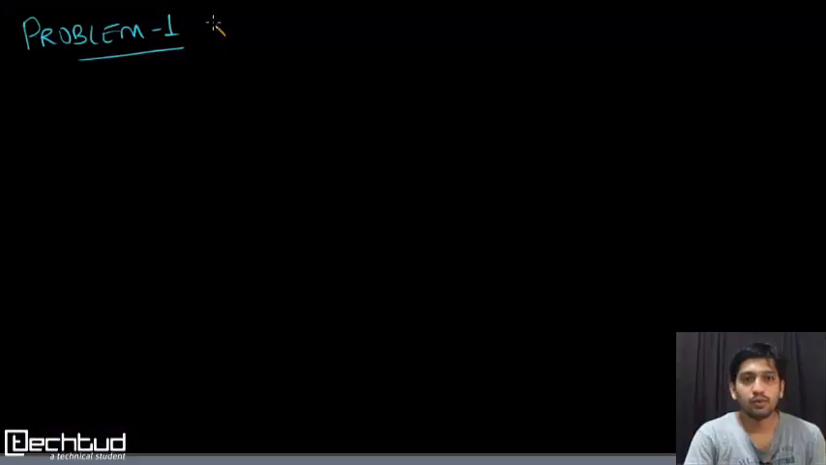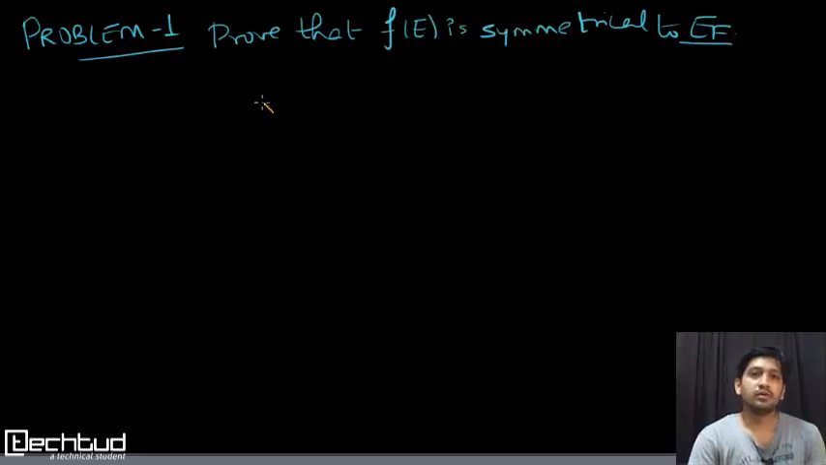We are going to have three problem sessions for module 1. This is our first problem session, so we are going to solve two problems in it. The first problem is you have to prove that f of E is symmetrical about EF. I think this problem will also make you understand the theoretical concept. So let us prove it.